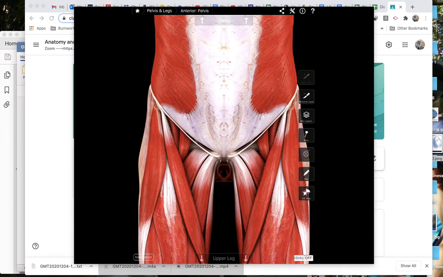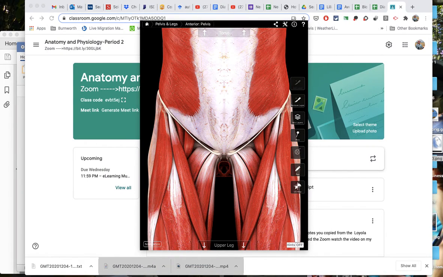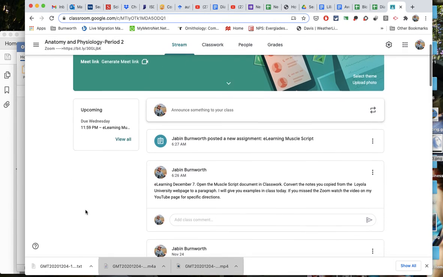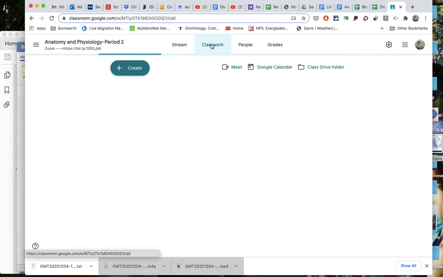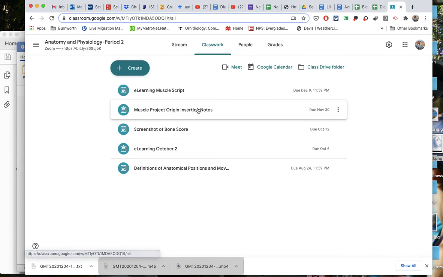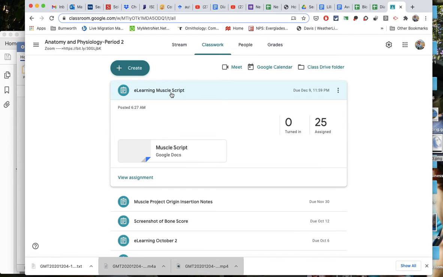Okay, now let me take a minute to talk about your e-learning. On e-learning, your directions say open the muscle script document in classwork. That's the newest one. So here's the classwork, here is the e-learning muscle script.